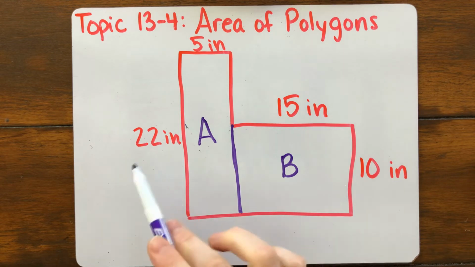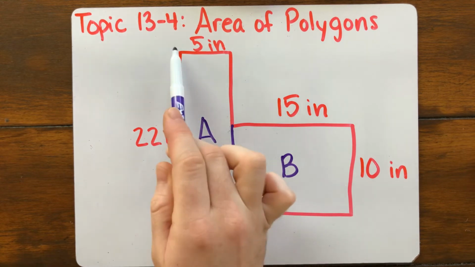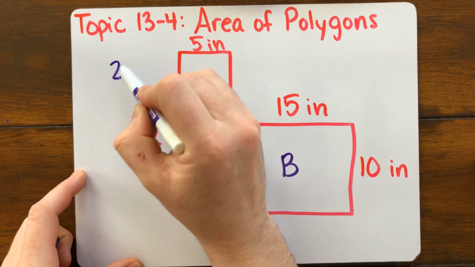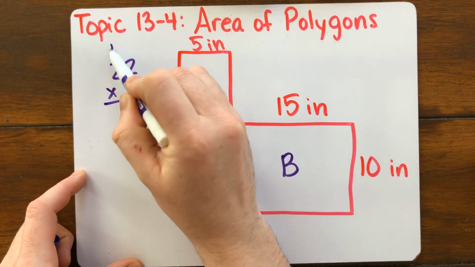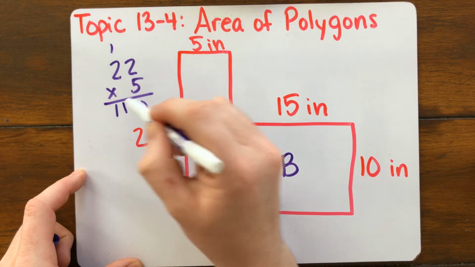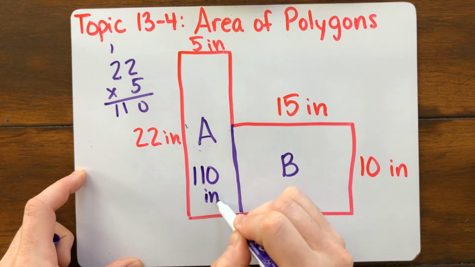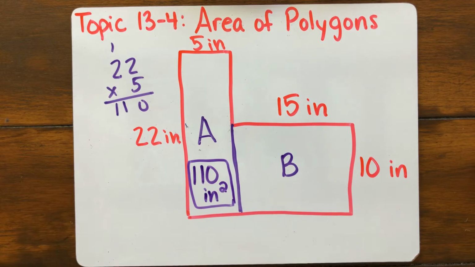All right, so shape A, it's a rectangle. I see a length of 5, a width of 22. We're going to multiply 22 times 5. And we end up getting 5 times 2 is 10, 5 times 2 is 10 plus 1 is 11. So we end up getting 110 inches, and remember, squared. So A is 110 inches squared.